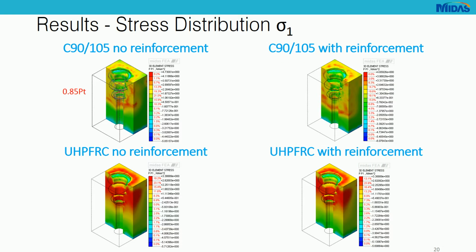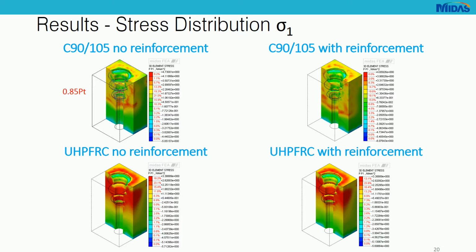Now we will go directly into the comparison between the different solutions. So as I mentioned, we have 4 models, 4 cases: high-strength concrete C90/105 without reinforcement, with reinforcement, and ultra-high performance reinforced concrete, without reinforcement, and with reinforcement. These are the results at the last step of the nonlinear analysis. So now we have the entire load applied on the concrete block. So we have full PT.